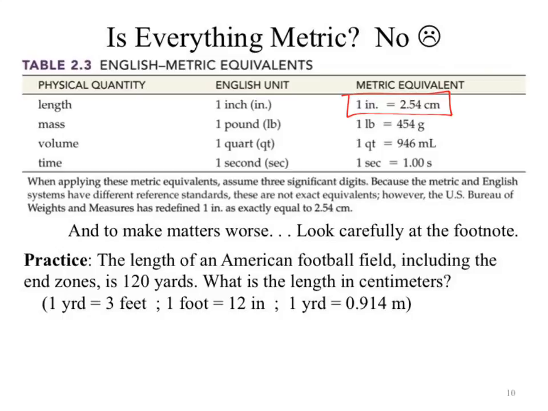So, next fun one. Let's see how you guys can do with this one on your own. The length of an American football field, including the end zones, is 120 yards. What is the length in centimeters? I have provided some conversion factors for your viewing pleasure. Feel free to take advantage of any or all that you want.